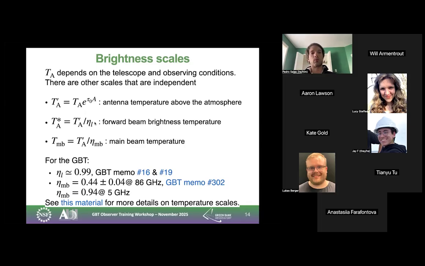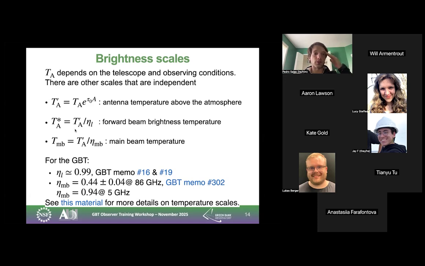Then we can go one step further and say, okay, we're going above the atmosphere, and we also only want the power that's being collected in the forward direction of the telescope, right? So ignoring any spillover. And we correct for that using this eta L. So we take TA prime divided by eta L, which for the GBT is almost 1. And we arrive at this quantity we call TA star. This is usually one of the best you can do without going into a lot of detail.